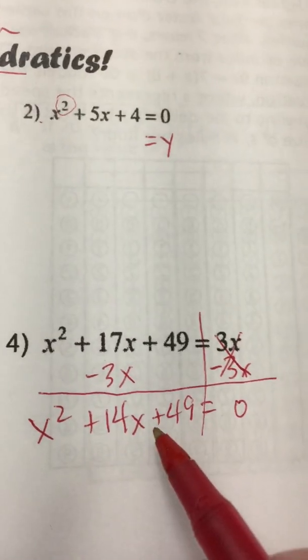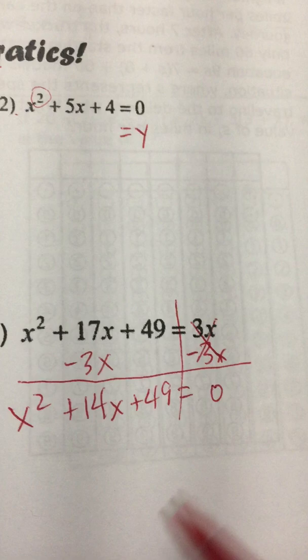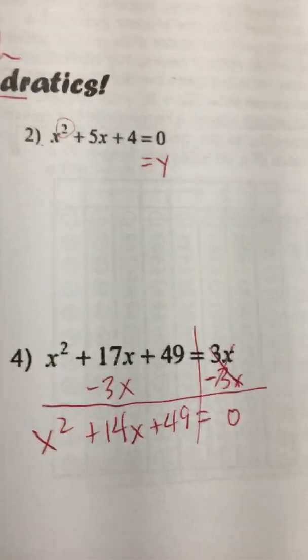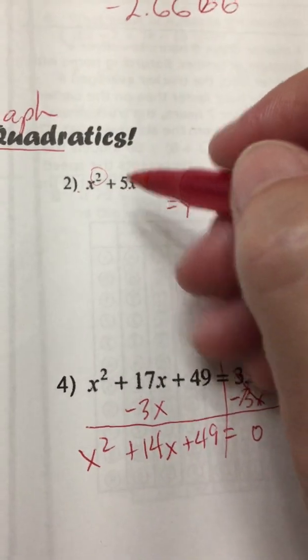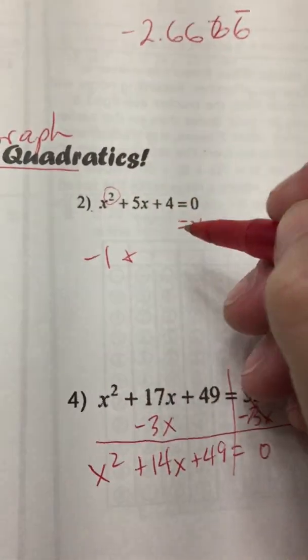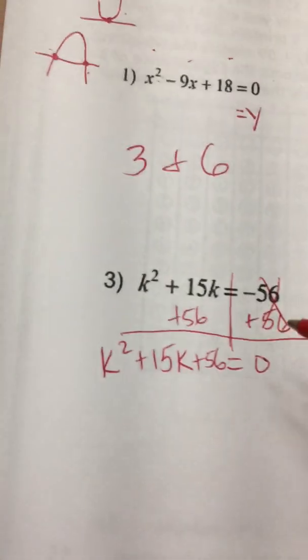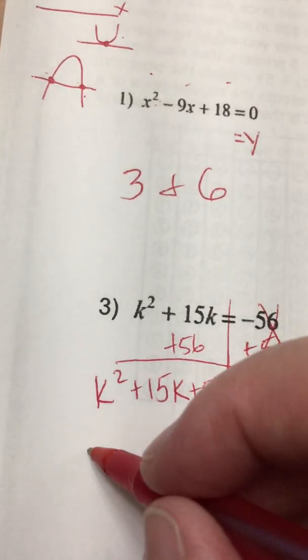Now the equation is in y equals format. I can put it in the calculator, trace around it, and find the two x-intercepts, assuming there are two. Maybe there's none. Maybe there's only one. So if you did this, number 2 up here, the answer was -1 and -4. So it crossed the x-axis at two places. This one over here, if you did it, crossed again at two places.